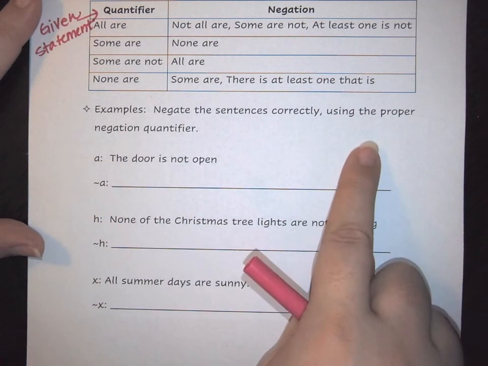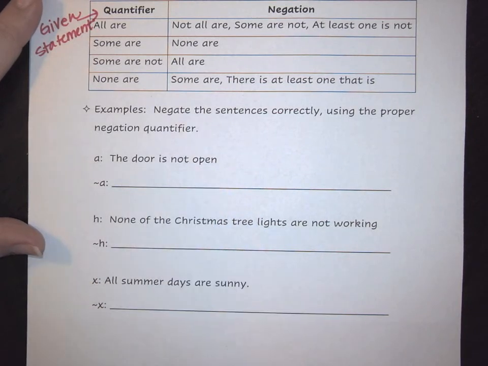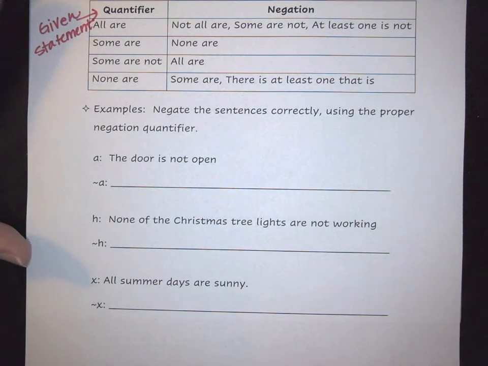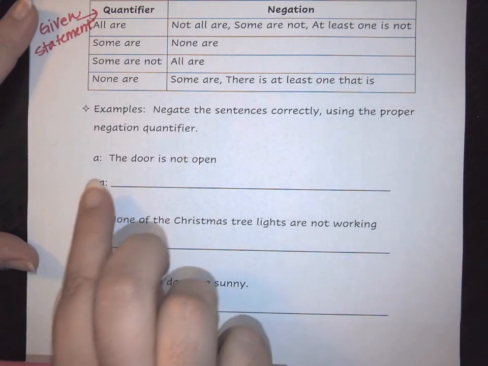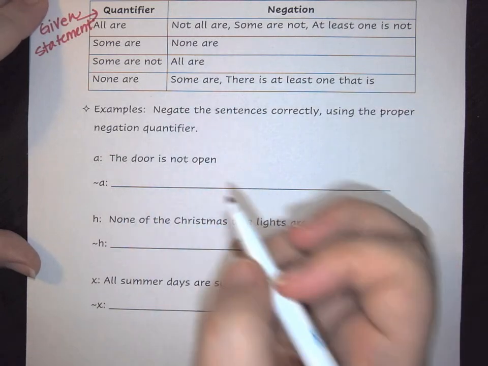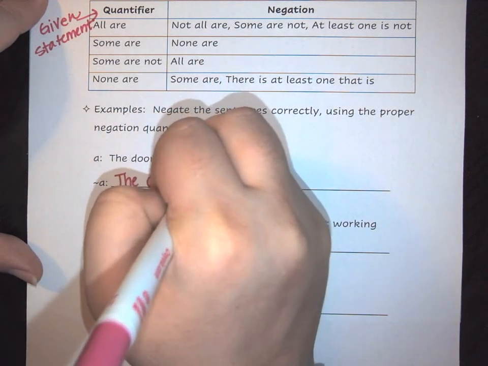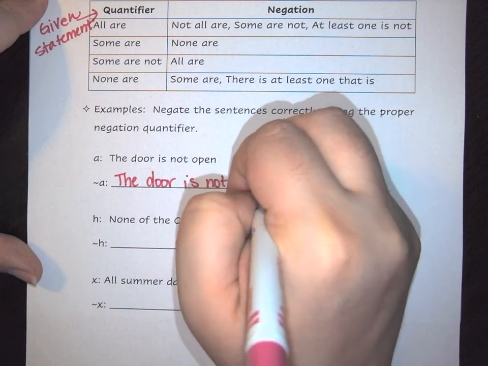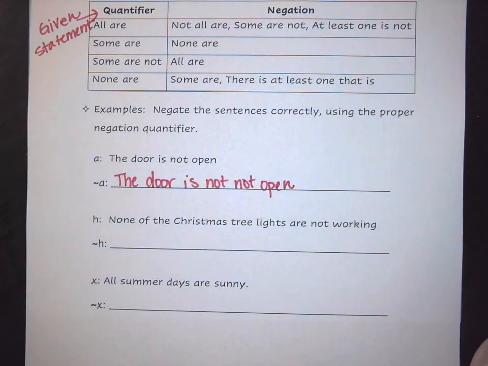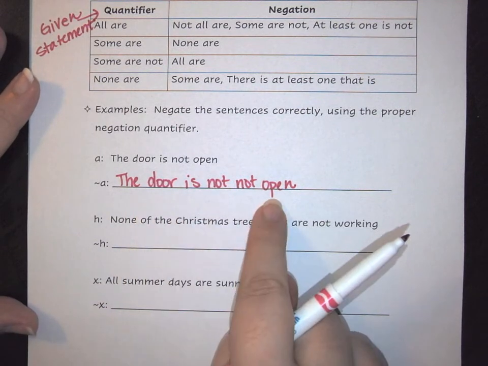So here are some examples. Again, you will be given a sentence or a statement, and you have to use the appropriate negation quantifiers in order to properly write the sentence. So we have the door is not open. Here, the negation would say the door is not open, which we all know to be the double negative in the English language, but when we're talking about a math statement, that's not necessarily a horrible thing. What we're doing is negating the sentence that we see. So not open is our negation.